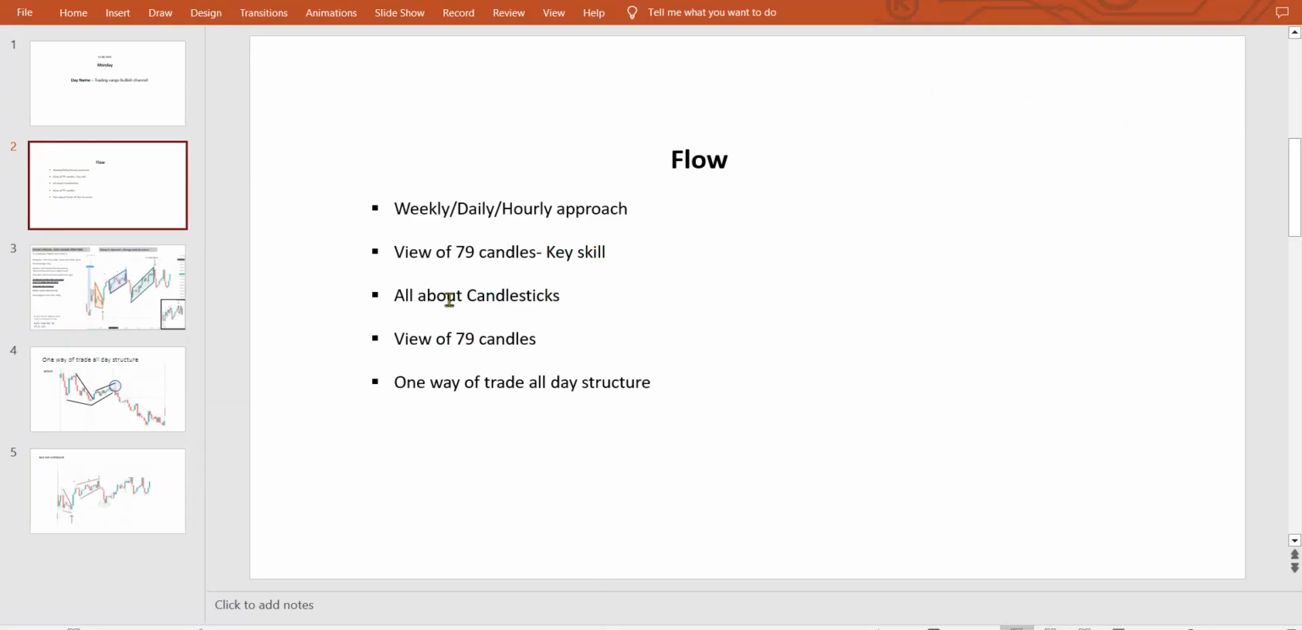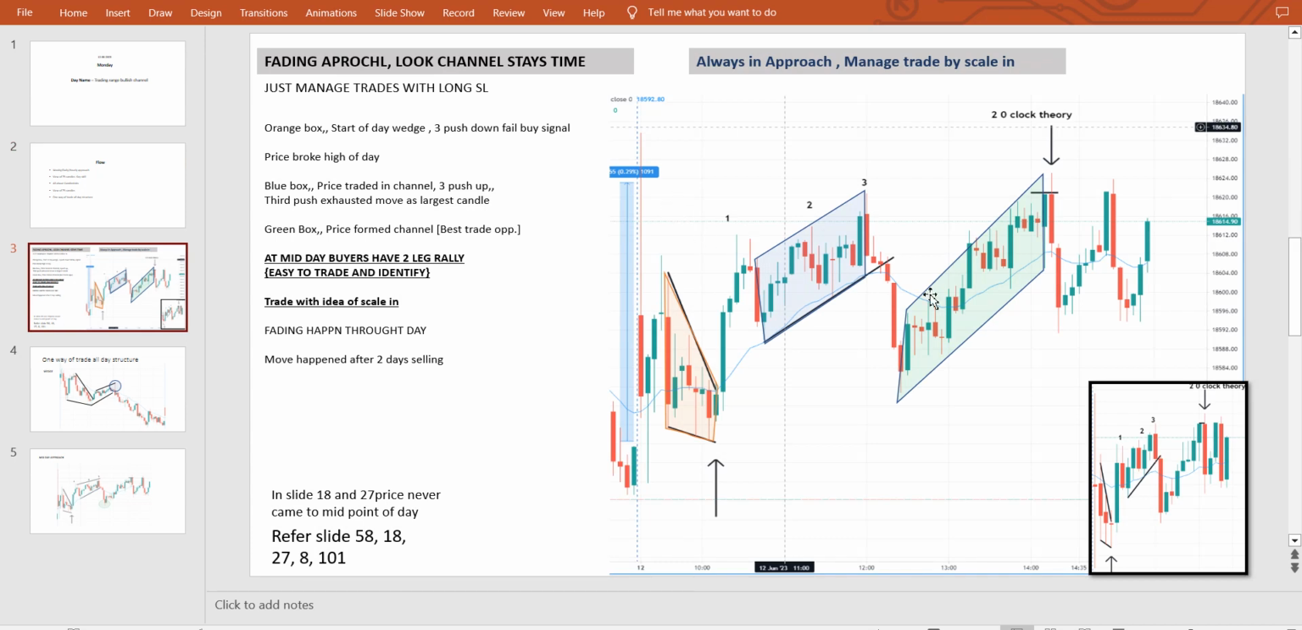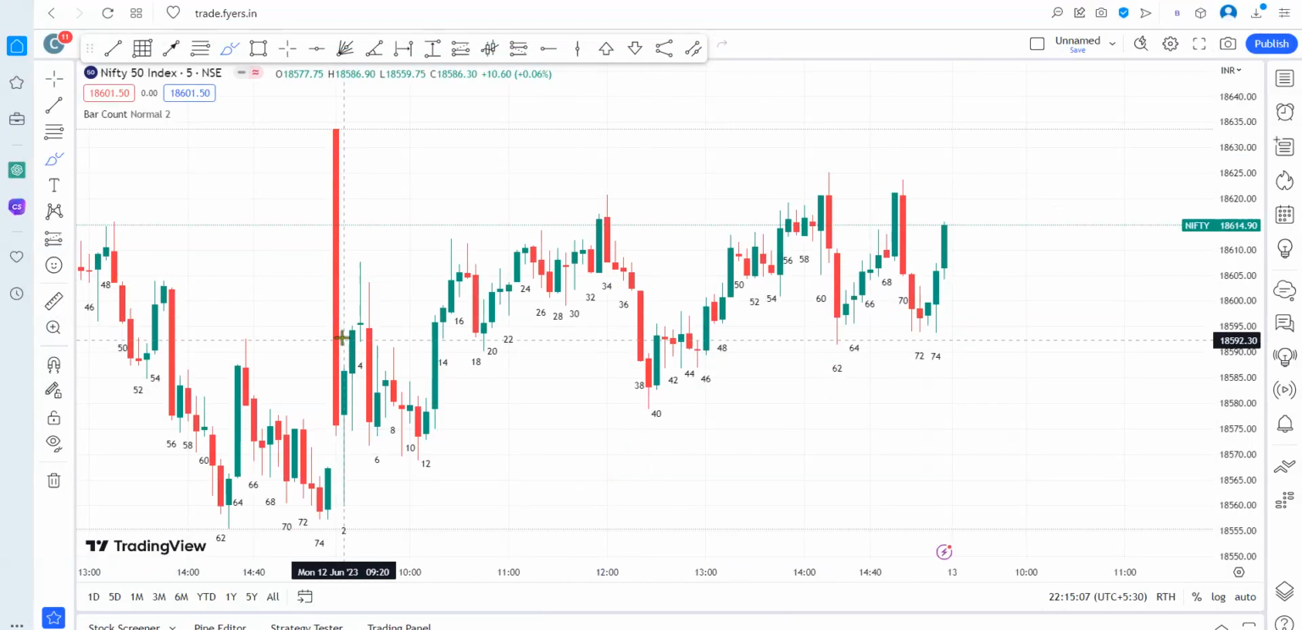Now let's consider candlestick patterns. Every candlestick. So this is the day structure. We will discuss it.